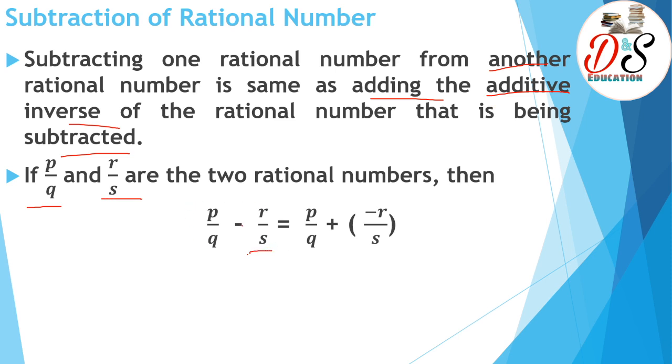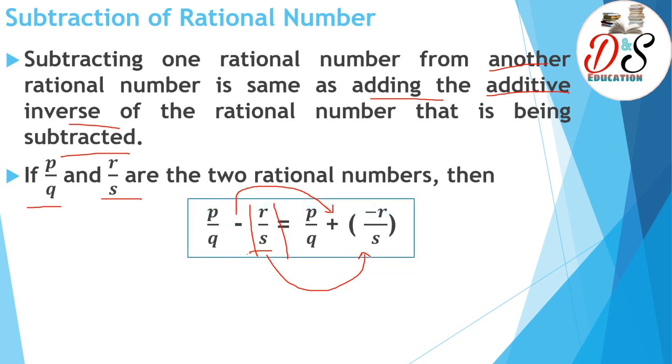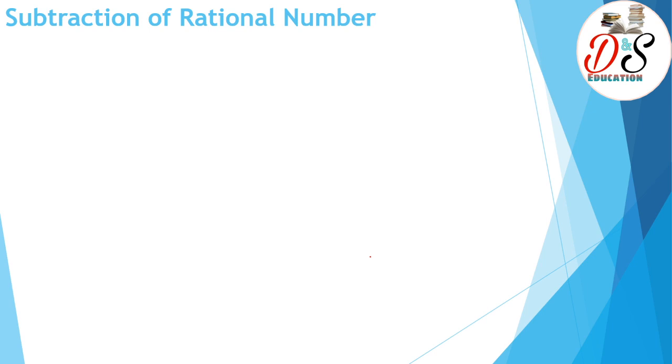Now what you have to do, you have to change this negative sign into positive. मतलब आप subtraction के जगह पे क्या लगा दोगे, एडिशन, और जो बाद वाला रेशनल नंबर है इसका एडिटिव इनवर्स, तो r upon s का एडिटिव इनवर्स क्या होगा, माइनस r upon s। समझ में आ गया होगा आपको कि कैसे करना है। ओके, नाउ we will look for an example.